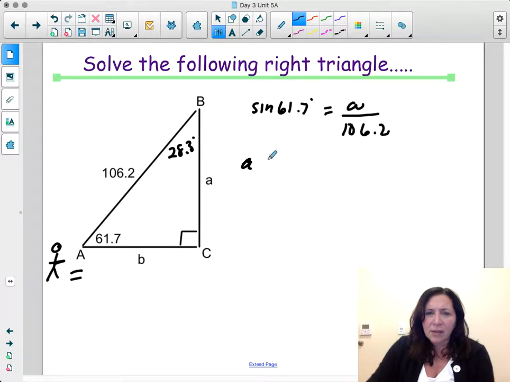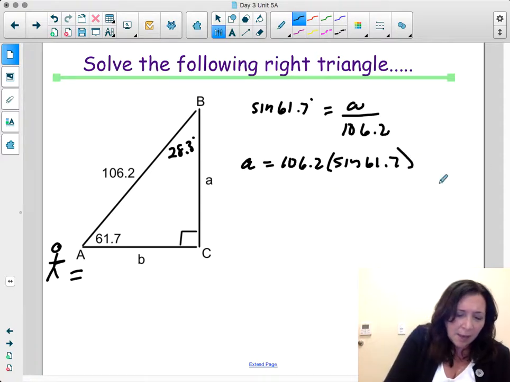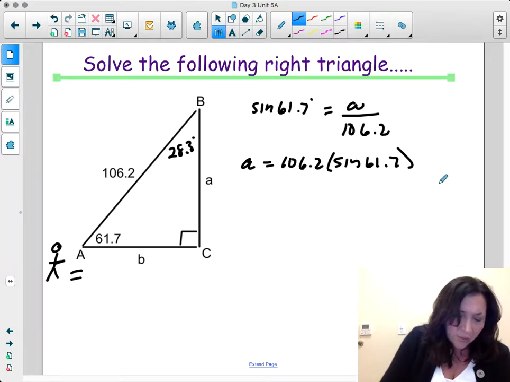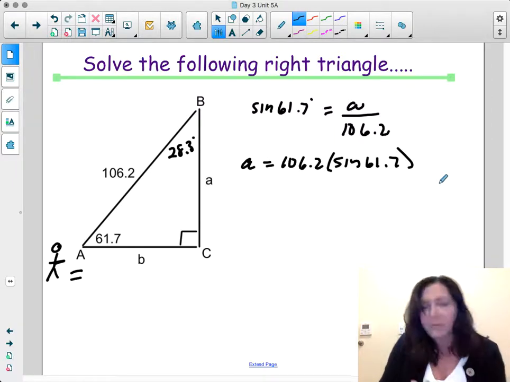So I'm going to go sine of 61.7 degrees is equal to opposite over hypotenuse, 106.2. So to find little a, if I am not allowed a calculator on my assessment, I would go, well, that's 106.2 times sine of 61.7, and that's my answer. That's how I would leave it. If I am allowed a calculator, then I would go 106.2 times, parenthesis, put my trig function in. This is going to be sine of 61.7, equals, and I've got 93.5.